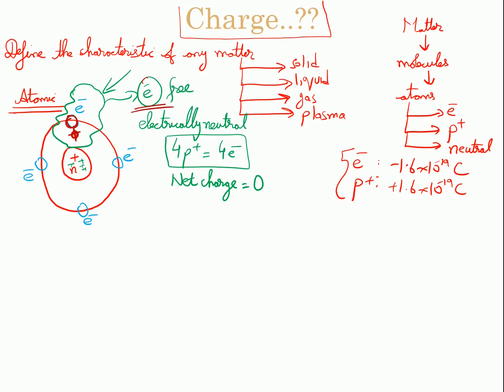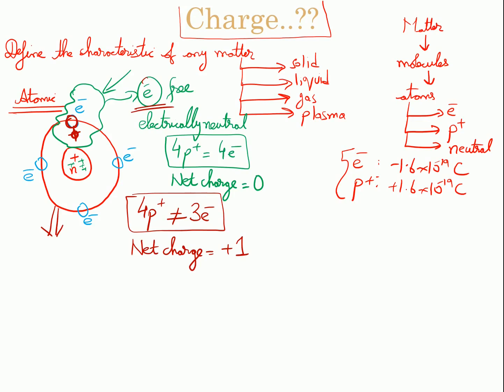So now we say that the atom is not electrically neutral because it still has 4 protons, but the electrons are reduced by 1, that is 3 electrons. So this means that now the net charge in this condition is going to be +1. And whenever this kind of phenomenon occurs, we say that this atomic model is now having unequal charges, or it is unbalanced, and thus technically we say that this is now a charged particle.